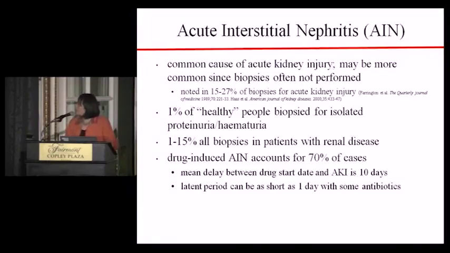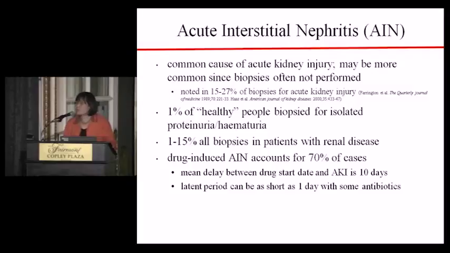Now let's talk about acute interstitial nephritis. AIN is a common cause of AKI. Most of us would know that. In fact, it may be more common since renal biopsies are not often done. A few studies have suggested that AIN may comprise about 15 to 27% of biopsies for acute kidney injury, about 1% of so-called healthy individuals who are biopsied for isolated proteinuria or hematuria, and about 1 to 15% of all biopsies in patients with renal disease.